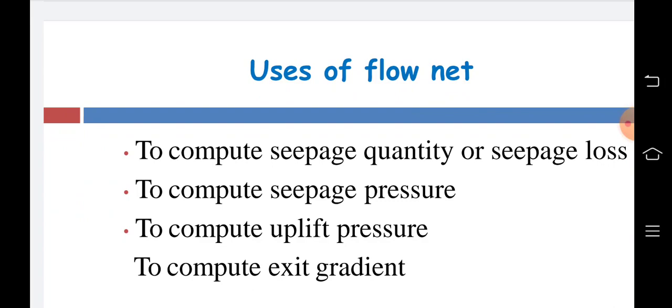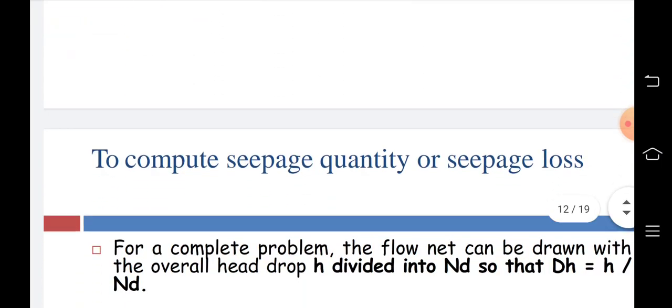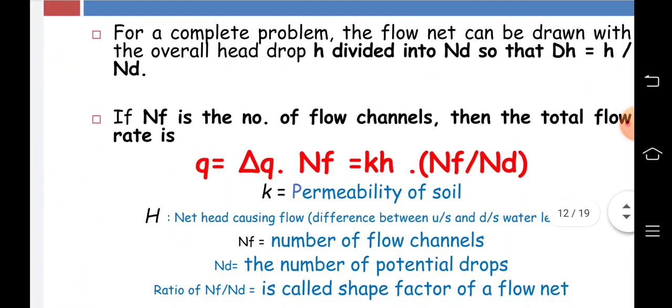The first one, to compute the seepage quantity or seepage loss. Second, to compute the seepage pressure. Third, to calculate the uplift pressure, and last, to calculate the exit gradient. So these are the 4 applications. First of all, calculate the discharge. Second, calculate the seepage pressure. Then calculate the uplift pressure, and last, calculate the exit gradient. Okay, what are the formulas that are used?